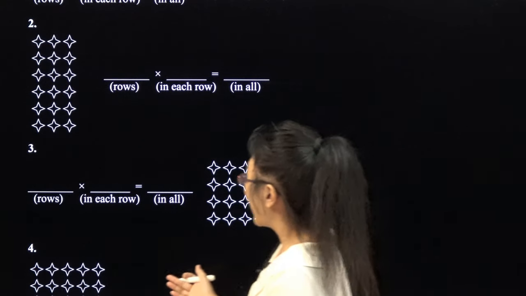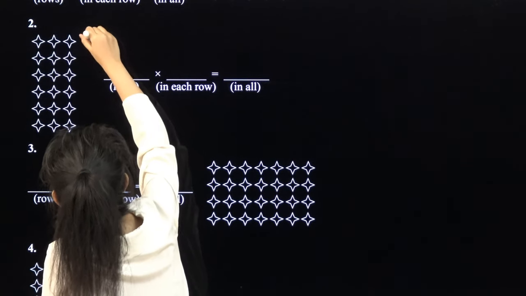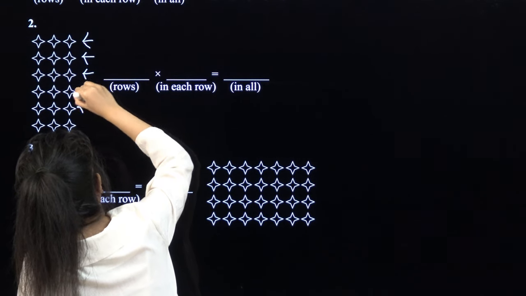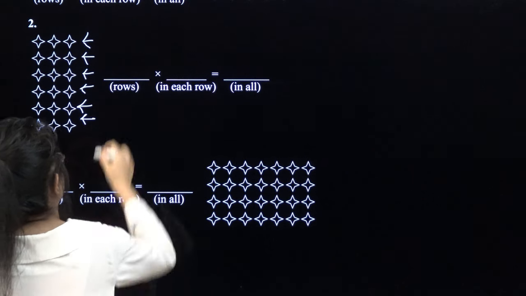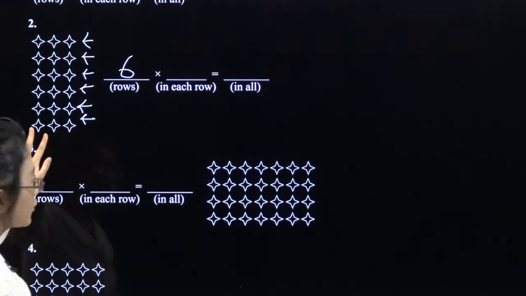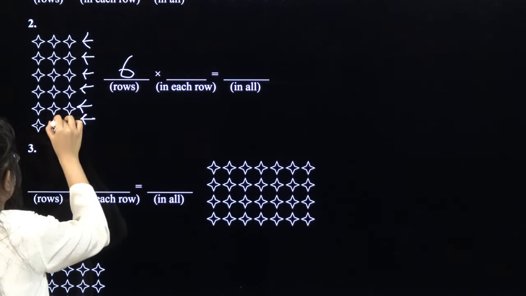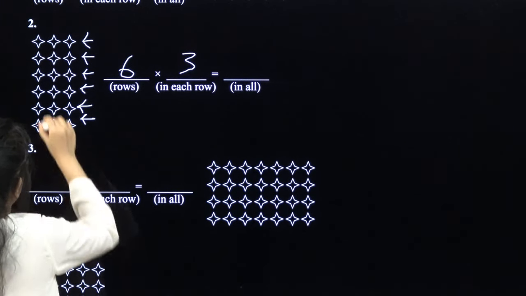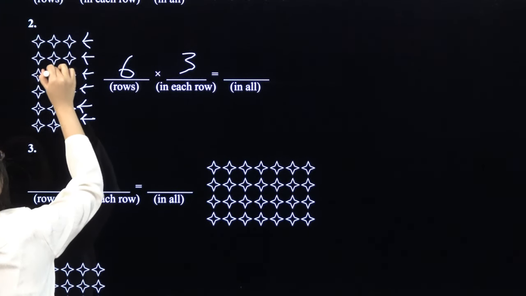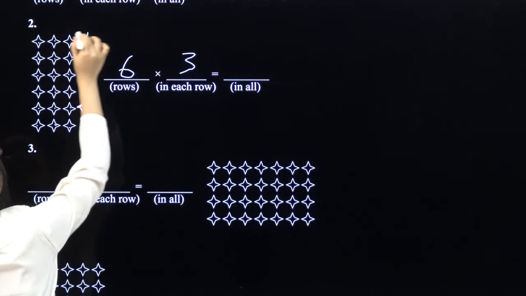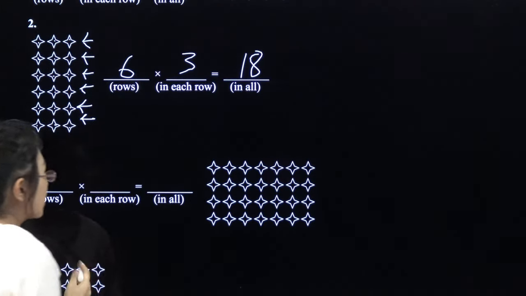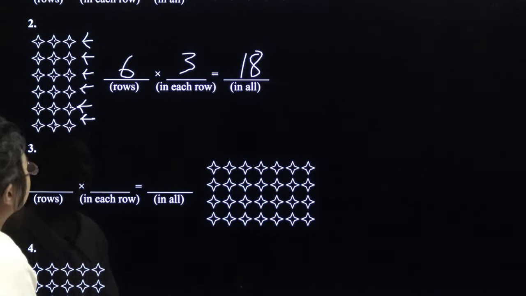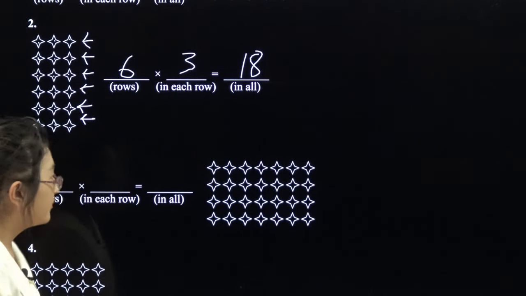Question number 2, we have an array that looks like this. How many rows are there in this array? So we have 1, 2, 3, 4, 5, 6 rows. Okay, so that's 6 rows. And how many stars are there in each row? 1, 2, 3. So 3 in each row. And how many are there in all? That's 3, 4, 5, 6, 7, 8, 9, 10, 11, 12, 13, 14, 15, 16, 17, 18. From this multiplication sentence, we have 6 times 3 equals 18.